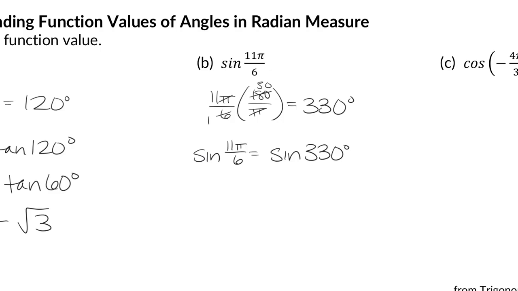What is the reference angle for 330 degrees? 30. Very good. And it's in quadrant 4, because 330 is all the way around in quadrant 4. Is sine positive or negative in quadrant 4? Negative. And we know the sine of 30 degrees from our chart is 1/2. So sine of 11 pi over 6 is negative 1/2, because it's in quadrant 4.